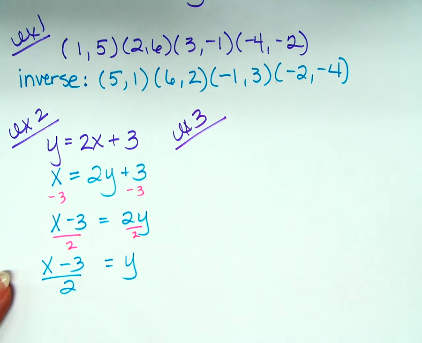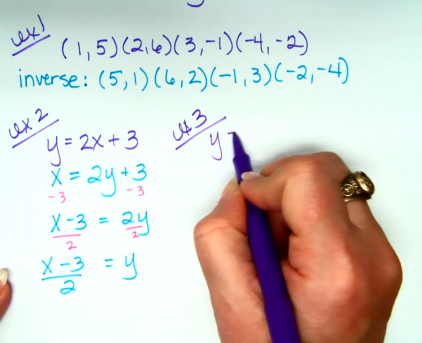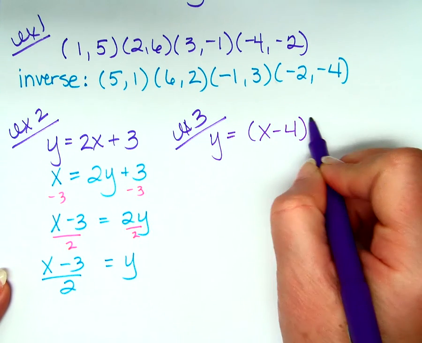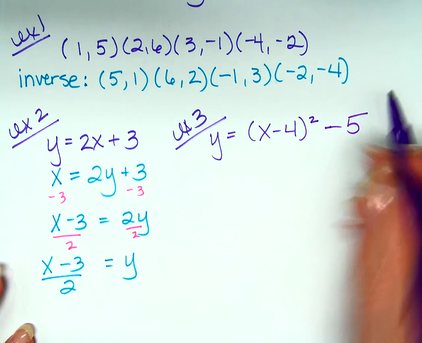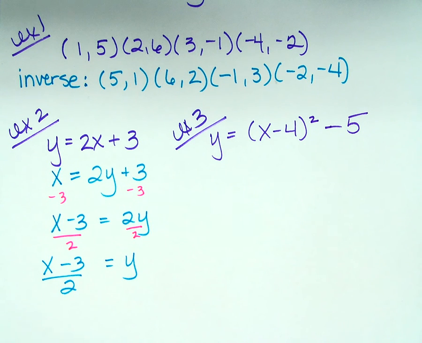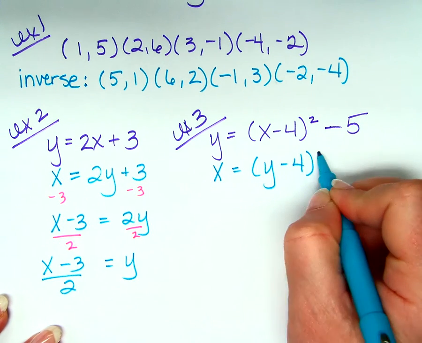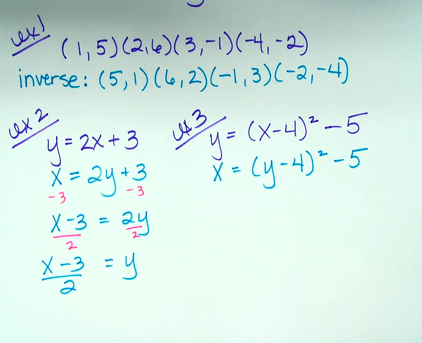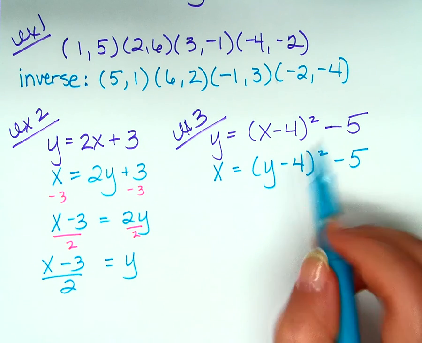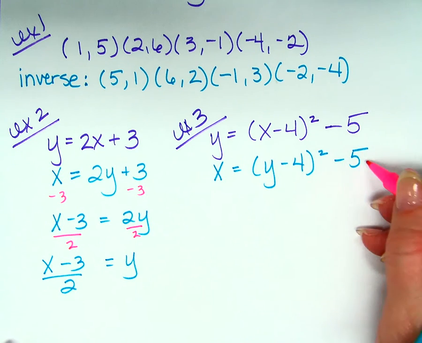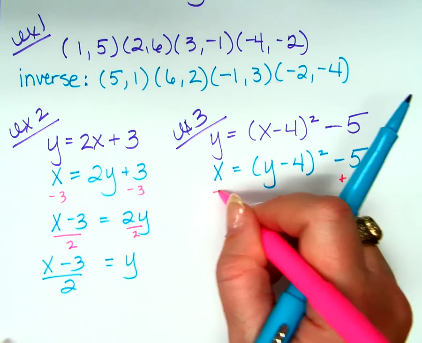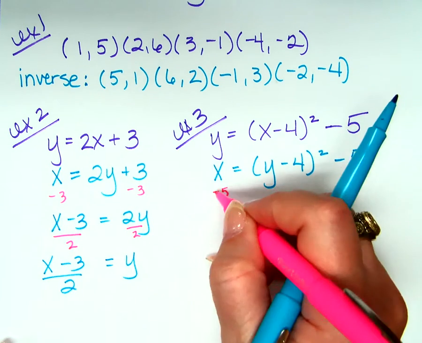Example 3. y equals (x minus 4) squared minus 5. So how do I find an inverse function? I switch x and y and solve for y. So first thing I'm going to do is switch x and y. x equals (y minus 4) squared minus 5. So I need to undo what's already being done so that I can get the y by itself. Undoing subtracting 5, inverse operation of subtraction is addition. So I add 5 to both sides.